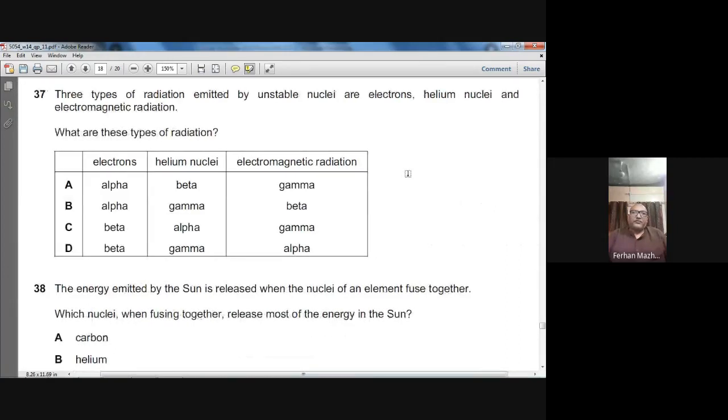Three types of radiations emitted by unstable nuclei are electrons, helium nuclei, and electromagnetic radiation. What are these types of radiations? Electrons, they are beta particles. Helium nuclei, we call them alpha particles. And electromagnetic radiations, they are gamma rays. So C is the right option. The electrons are beta particles, helium nuclei are alpha particles, and electromagnetic radiation is gamma. So C is the right option.